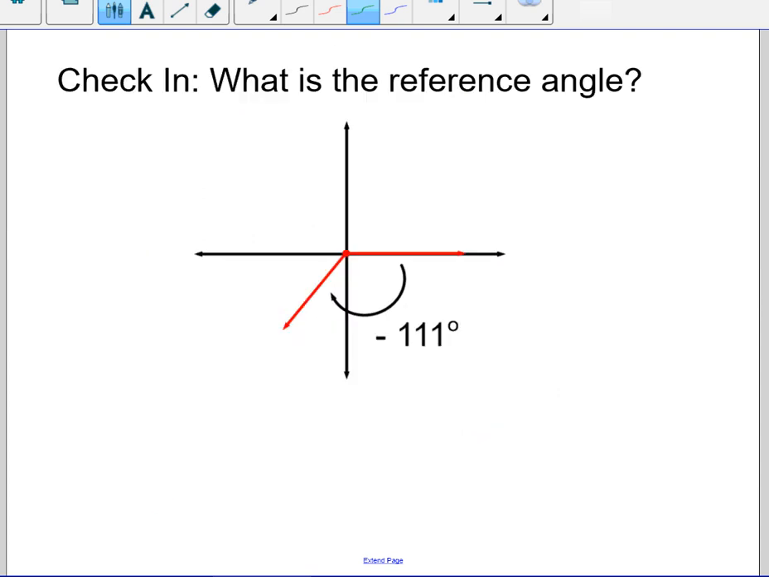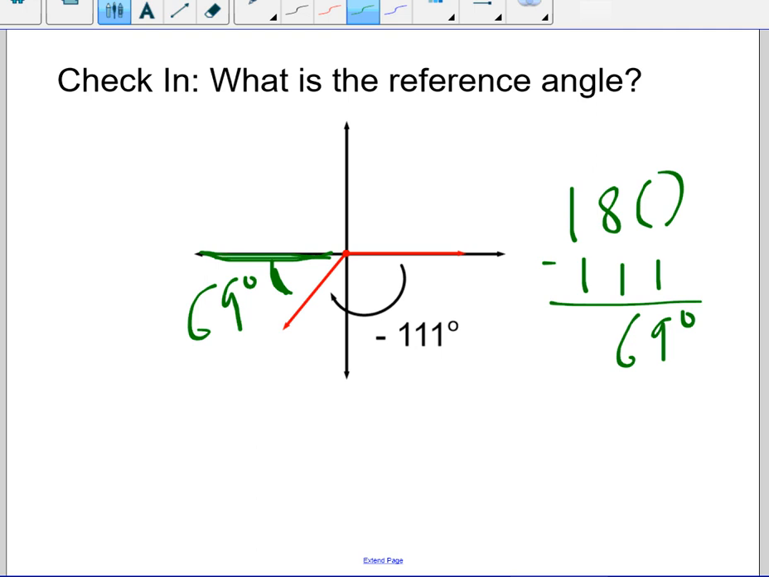So quick check-in, what is the reference angle of negative 111 degrees? So we're just looking to see where the closest x-axis is, and it's the negative axis to the x-axis to the left here. And then we're measuring from the terminal ray to that axis. So we want that chunk right there. And this whole angle across the x-axis is 180. So we're doing 180 minus 111.